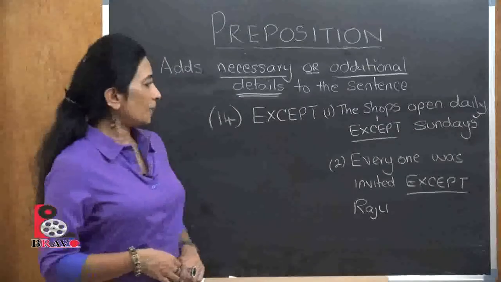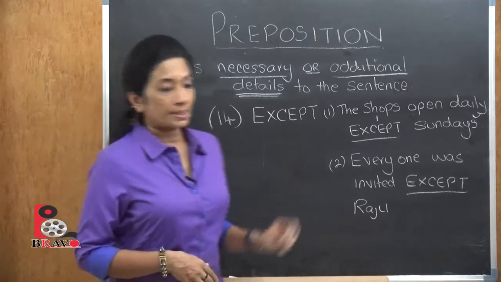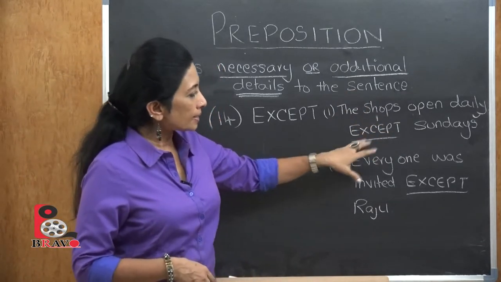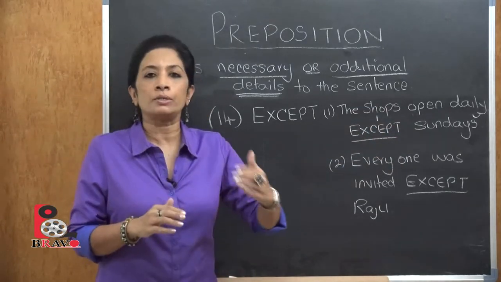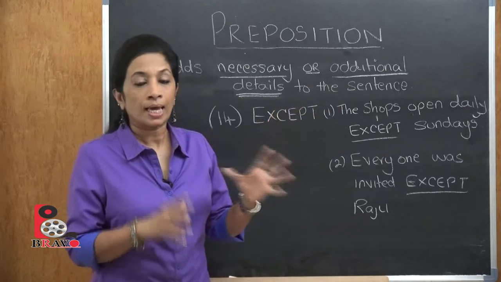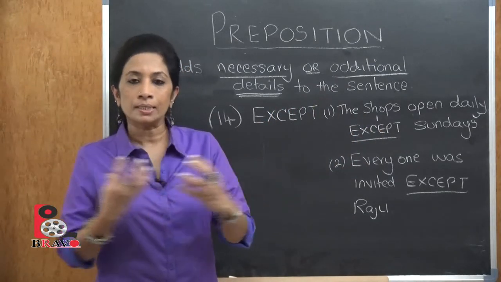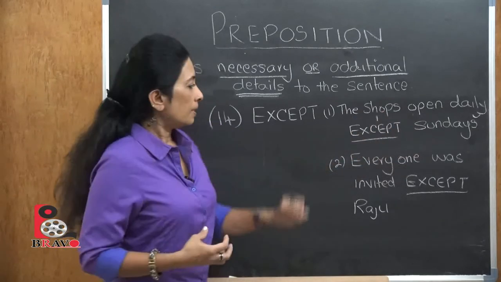The 14th word is except. Two examples again. The shops open daily except Sundays. So it emphasizes that the shop is open Monday, Tuesday, Wednesday, Thursday, Friday, Saturday, except. So that particular is an exemption. It's just taken out, pulled out, okay, except Sundays.